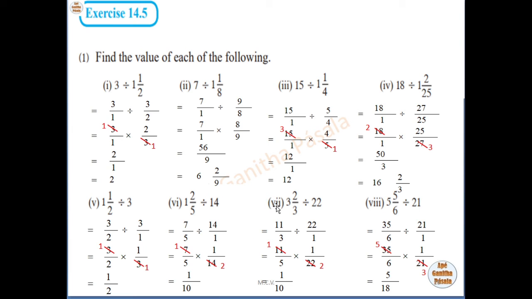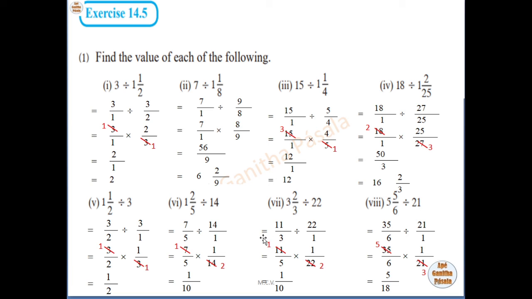Next one. 3 and 2 over 3 divided by 22. 3 into 3 is 9. 9 plus 2, 11. 11 over 3, divided by 22 over 1. 22 means 22 over 1. Get the reciprocal, 1 over 22.